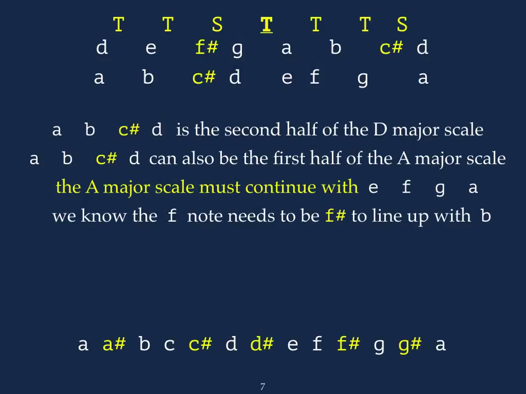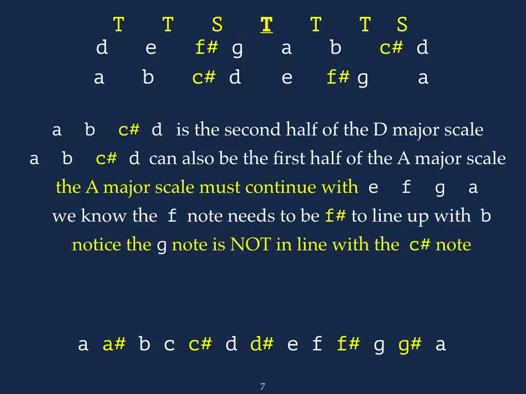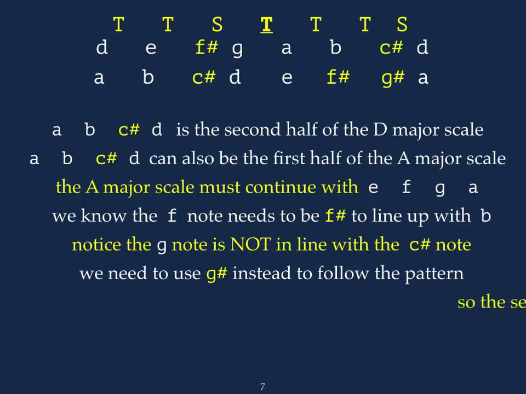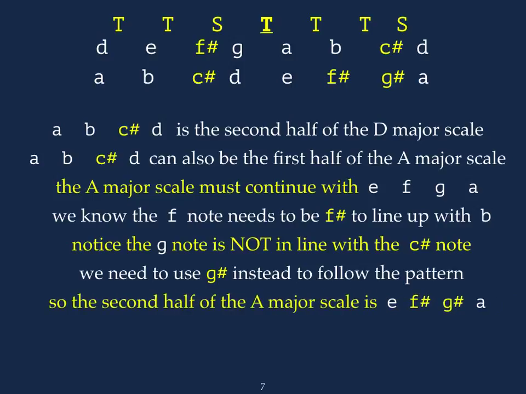We already know that the F note needs to be F sharp to line up with B. Let's look at the top. Notice that the G note is not in line with the C sharp note. You can probably see what's going to happen now, that we're going to use the G sharp instead. Look at the top. G sharp instead of G. And of course we're going to end on A. So the second half of the A major scale is E, F sharp, G sharp, A.